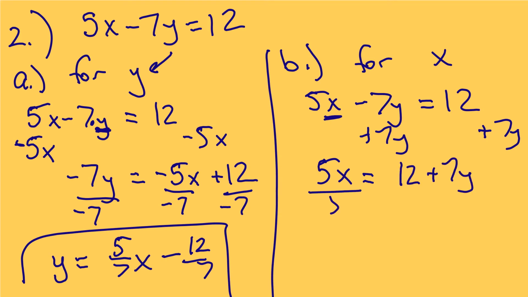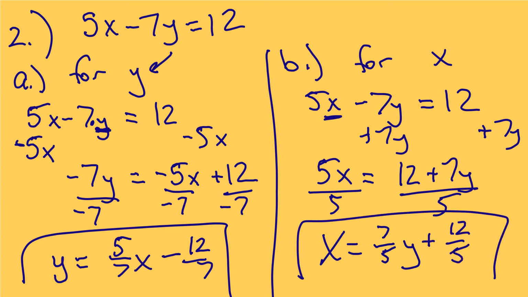I divide everything by 5. Look, I could use one big division bar as long as I understand 5 is divided by both of them. I get x equals, I'm going to write the y first, so I have 7/5 y, plus 12/5. And this one didn't even get simplified, so that's totally fine the way it is. And that's it. That's it for 2.